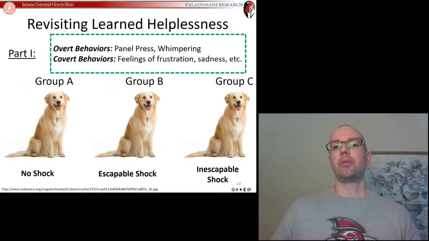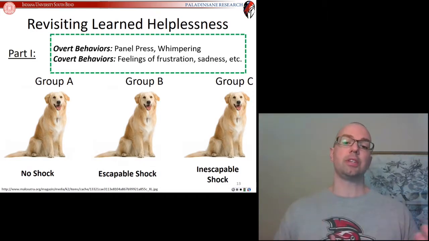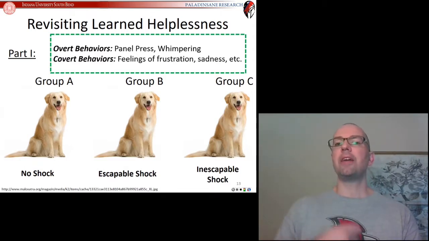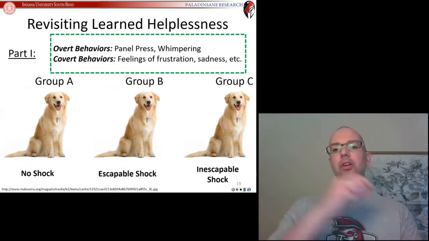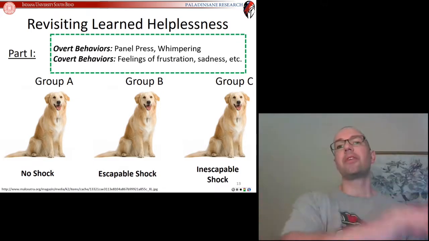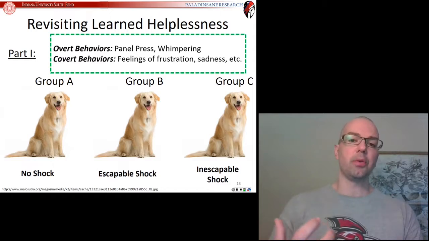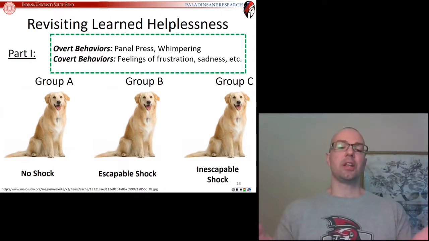Covert behaviors, however, cannot be observed. So feelings of frustration, feelings of sadness, feelings of anger, these are all possible covert behaviors. And again, we can only speculate in terms of what these dogs were feeling internally. And even though we can observe evidence of frustration, evidence of sadness, so for example, whimpering would be evidence of sadness, you can't actually observe the sadness. You can only observe the behavior. You can infer the sadness as a covert behavior, but again, it's not observable, so it classifies itself as a covert behavior.